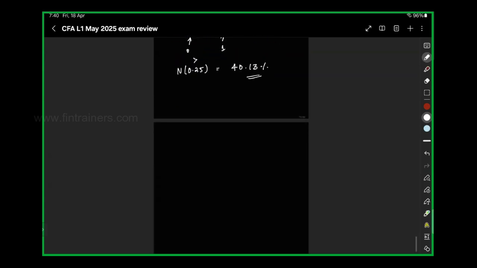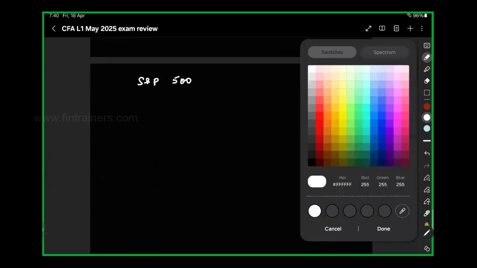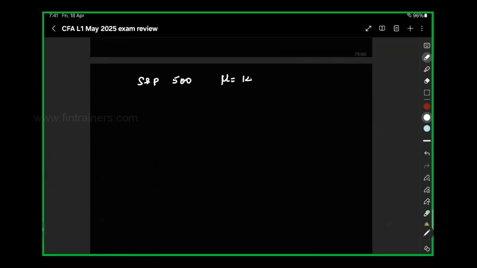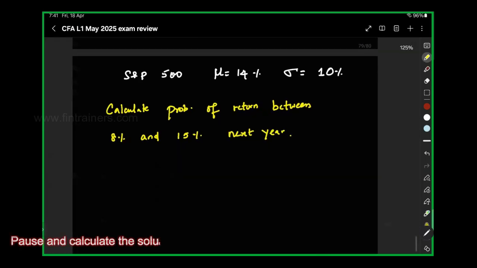What I'm going to ask you to calculate is what is the chance, we will use the same Nifty, or maybe we'll change it to S&P 500. Let's say historical return is 14%, standard deviation of 11%. So we'll round it to 10%. Calculate the probability of return between 8% and 15% next year. Assume normal distribution.